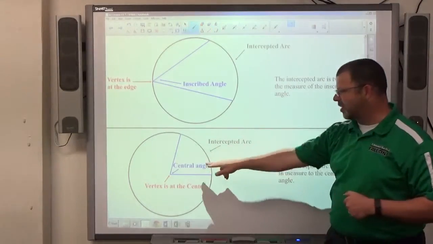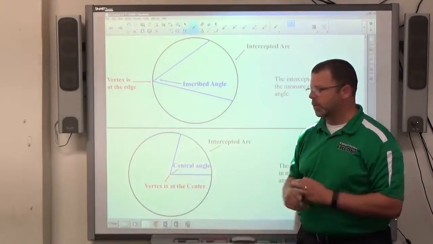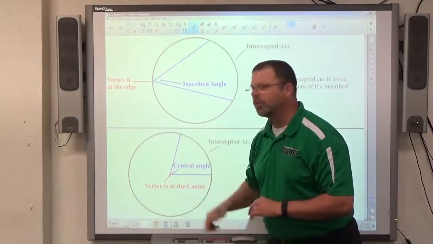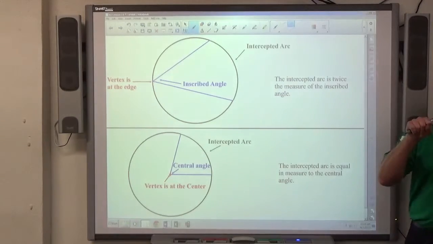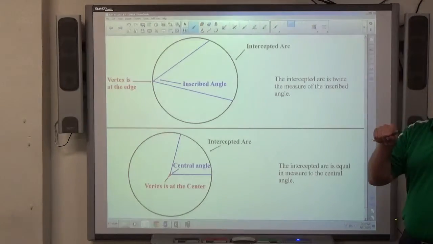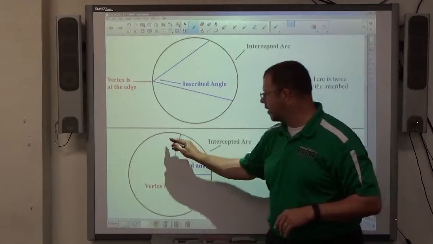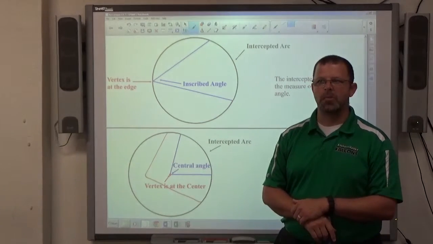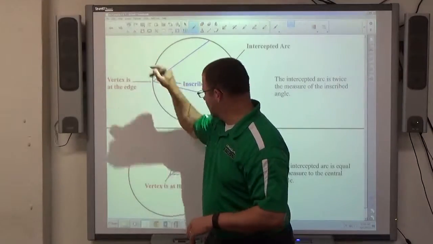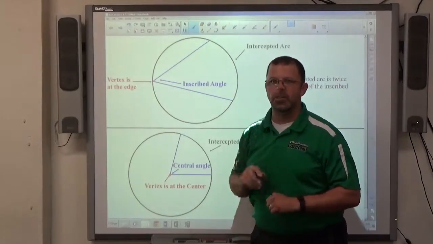Down here we have a central angle. Its vertex is at the center of the circle. Those are really the only two places where a vertex can be where there's any kind of properties. Either at the center, it's a central angle, or at the edge, it's an inscribed angle. If it's somewhere in the middle like this, nothing special. No properties, okay?